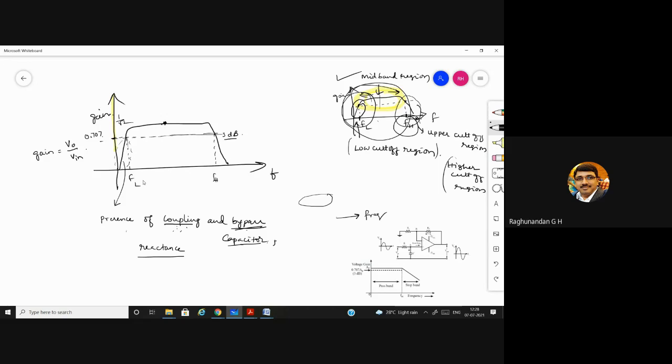When the frequencies keep on increasing, automatically the reactance starts decreasing and the gain starts increasing, because you can see that, okay, what is the formula for XC?